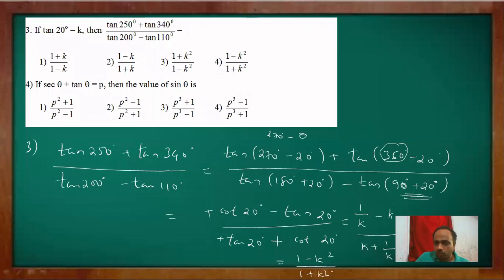That is same as 1 plus k square. So 1 minus k square by 1 plus k square. Where is it? Option 4. Last option is correct. Option 4. So I have made use of allied angles. Fine.